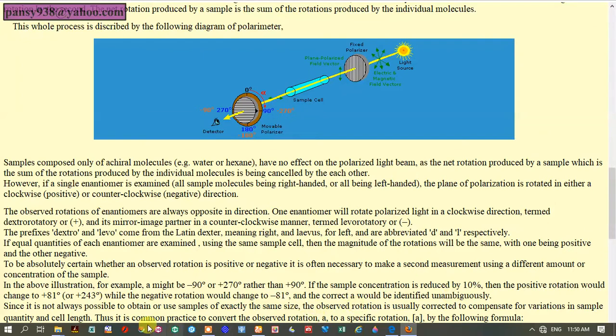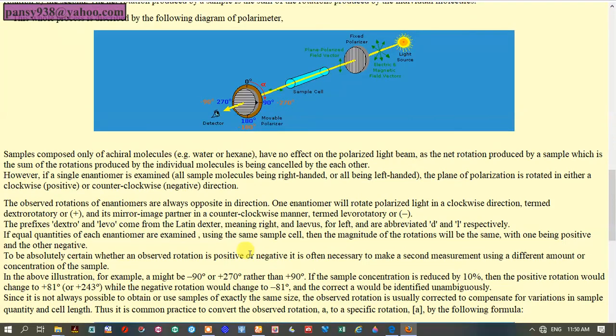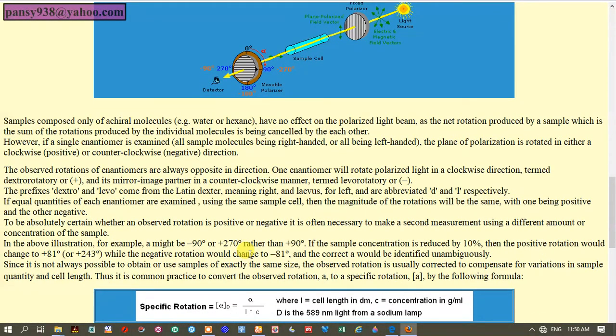If equal quantities of each enantiomer, or optical isomer, are examined using the same sample cell, then the magnitude of the rotations will be the same, with one being positive and the other negative. To be absolutely certain whether an observed rotation is positive or negative, it is often necessary to make a second measurement using a different concentration of the sample.